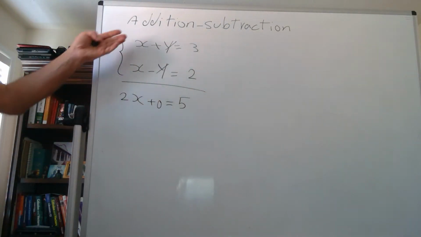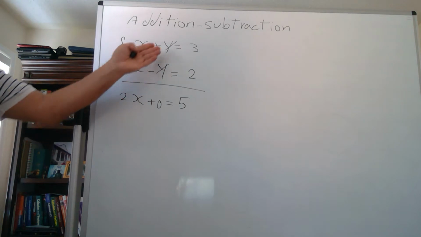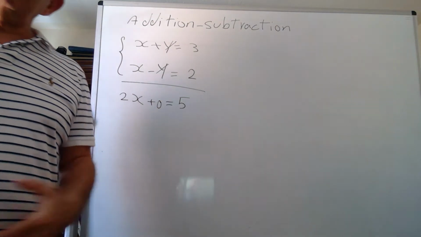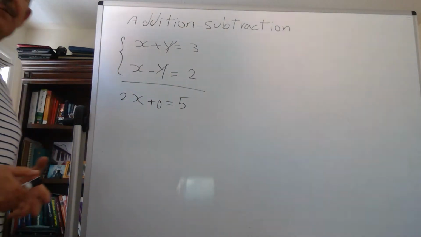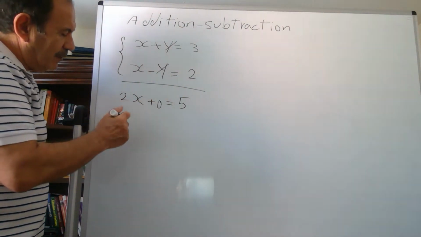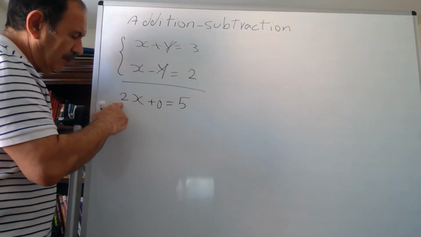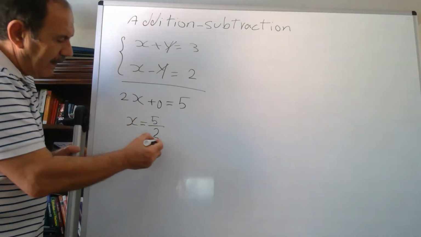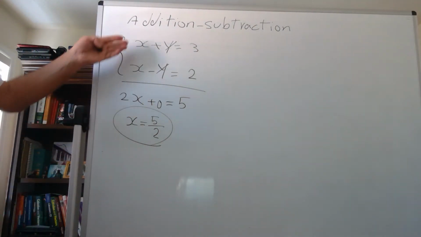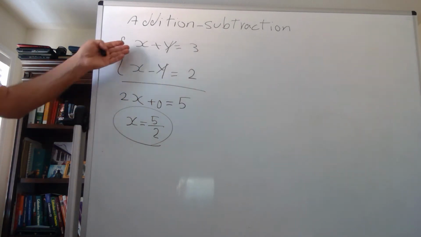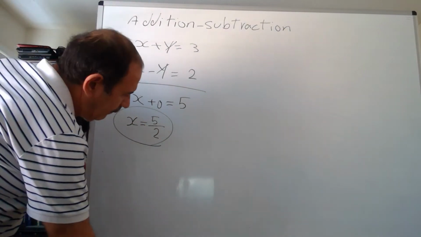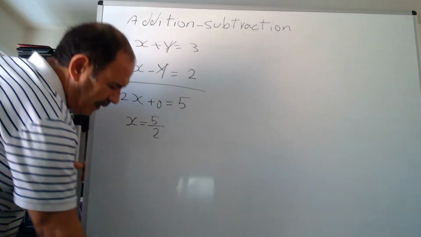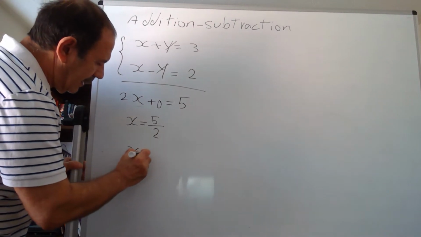Okay, can you see that by adding the two sides, one of the variables is eliminated? That's why the addition subtraction method is also called the elimination method in some books. Now 2x is equal to 5. If I divide both sides by 2, x is going to be 5 over 2. Okay, now this is one answer. 5 over 2, if I change it to decimal, I will find exactly the same value. I can write x is equal to 2.5.